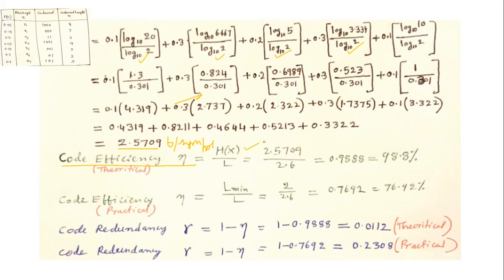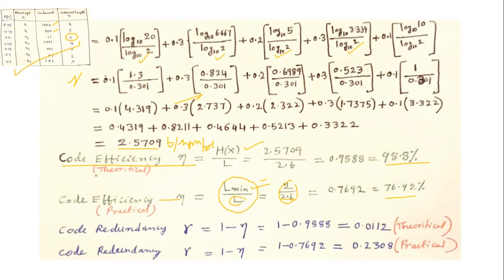So this code efficiency, ratio of H(X) by L, you calculate 98.8%. Code efficiency we can also calculate as L min by L. L we already got 2.6. L minimum means minimum possible value of L. See from this, what is the minimum possible value? Here 4 bit, 3, 2, like that. Minimum possible value is 2. So 2 by 2.6. This comes around 76.9%.